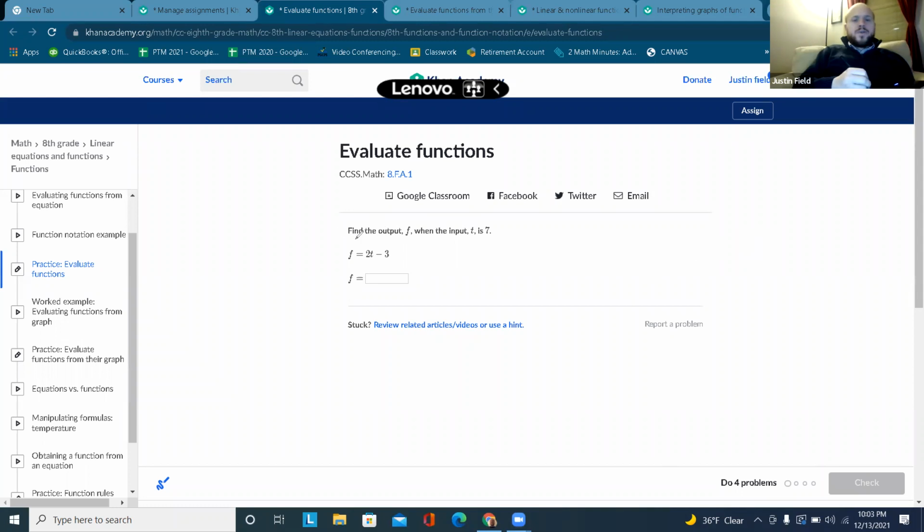Find the output of f when the input t is 7. Functions have inputs and outputs. We talked about that last week. So the input is 7. What does that mean? That means we're going to substitute 7 in for t. So 2t minus 3 becomes 2 times 7 minus 3, which is 14 minus 3, which is 11.